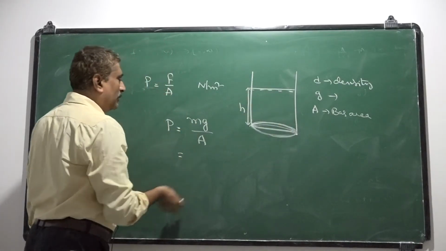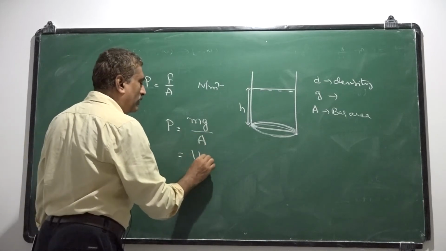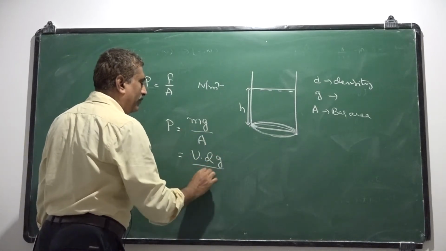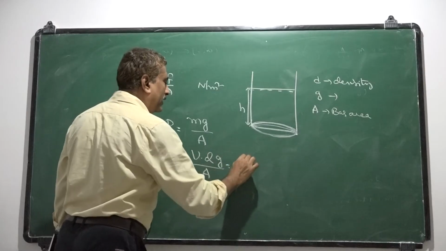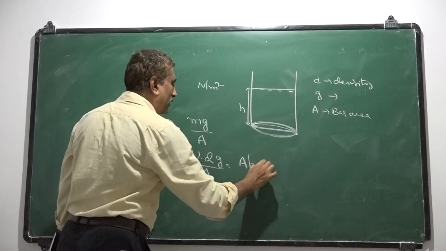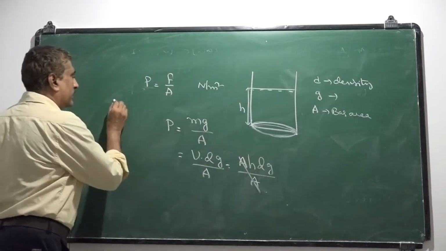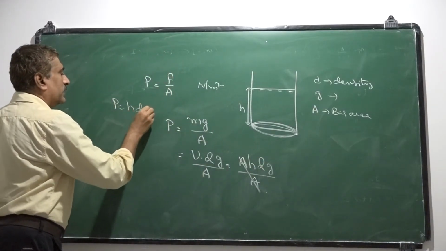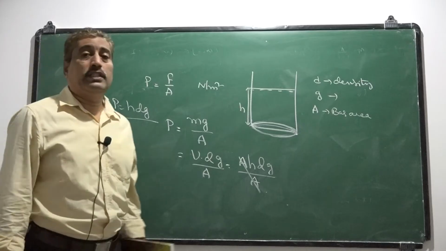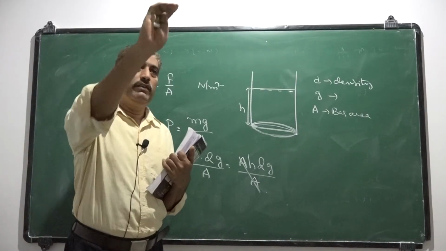So this is equal to mass, which can be written as volume into density into g, divided by A. Volume can be written as area into height, so h d g into A by A. So the pressure exerted is given by h d g. Remember this formula.